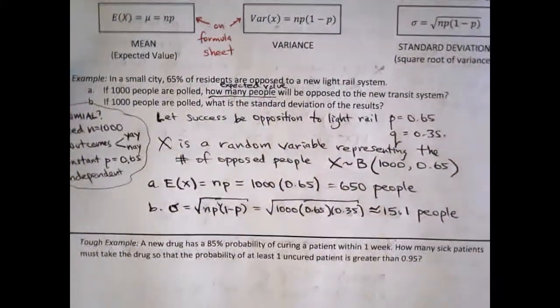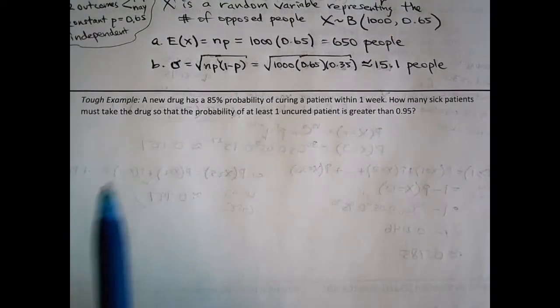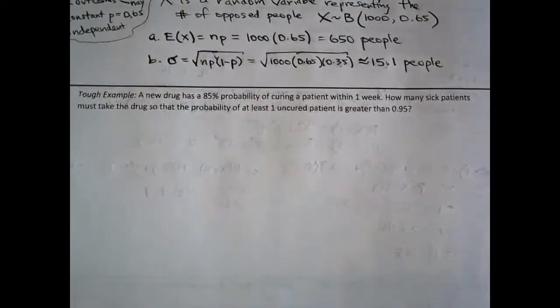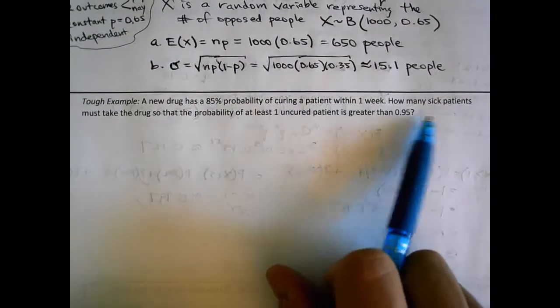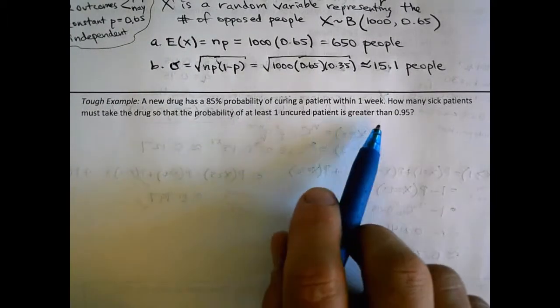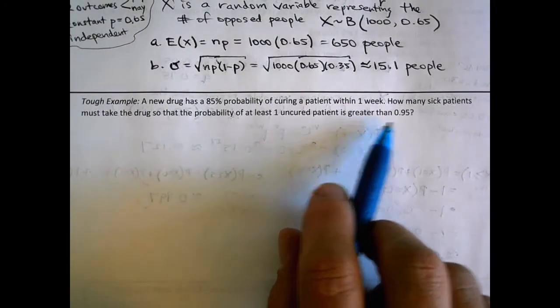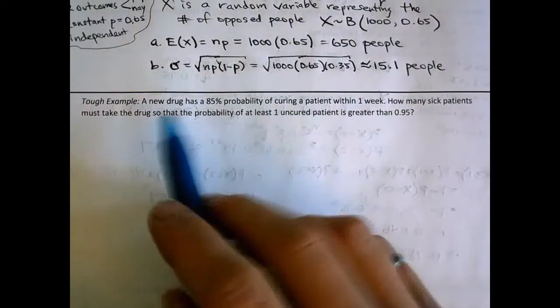Two easy formulas, don't forget about them. Look at one very tough example on the back of a Backpage. A new drug has an 85% probability of curing a patient within 1 week. How many sick patients must take the drug so the probability of at least one uncured patient is greater than 0.95? First of all, this is very confusing what it's asking us.